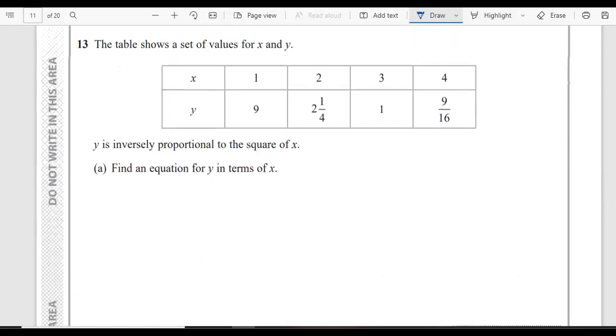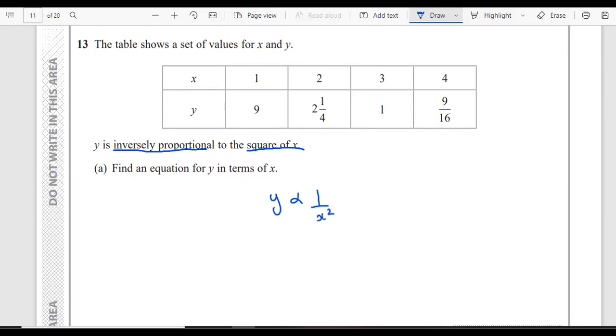Let's talk about the 13th question now. It says the table shows a set of values for x and y. Y is inversely proportional to the square of x. Okay. Now, y is inversely proportional to x squared, and I can write it down. What is the first part of this question? Part A says find an equation for y in terms of x. Abdullah, is this the answer? Or is this the equation? No, it is... very good. You have to.